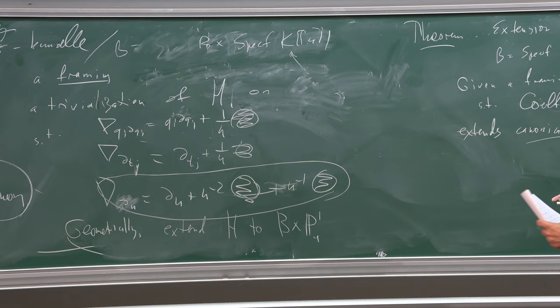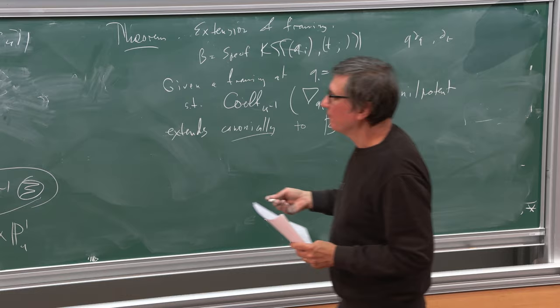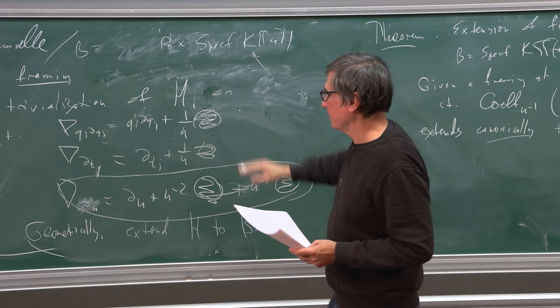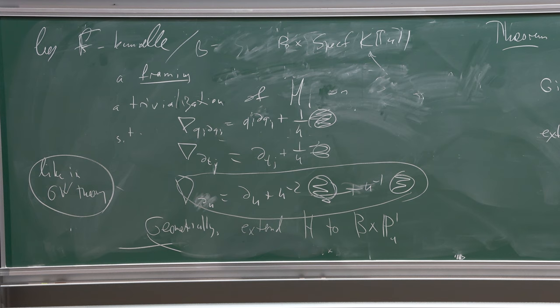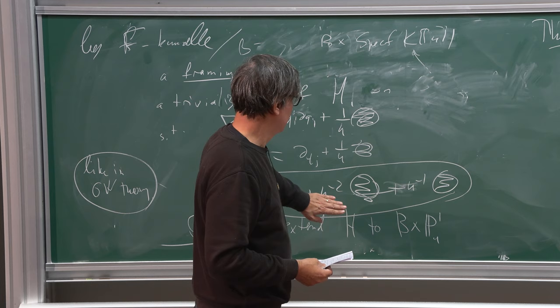Sorry? I'm not sure, maybe I can ask you after, but what is a frame? Framing is a trivialization of my bundle. Such that, equivalently, extension to P1, some property. The framing at Q equals 0, T equals 0, you mean just trivialization on the formal line in the U variable? Yes, on the formal line in the U variable, but without any... with this property, you get only two terms.